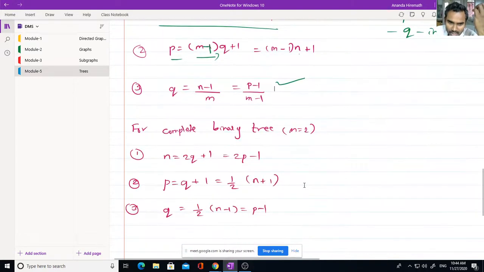Now, for a complete binary tree, that is for m equal to 2, the above results become n is equal to 2q plus 1, p is equal to q plus 1, q is equal to 1 by 2 into (n minus 1). Now, you may use any of these formulae according to your requirement.